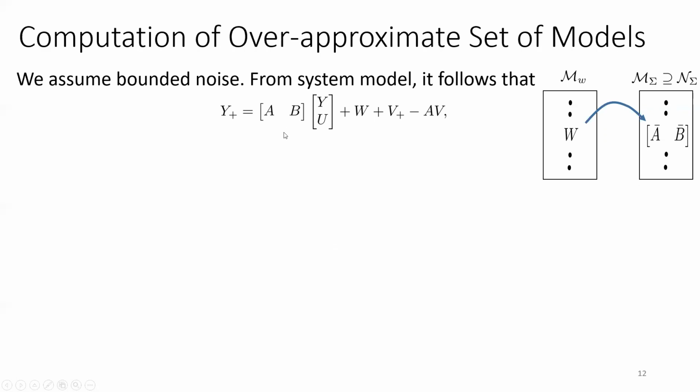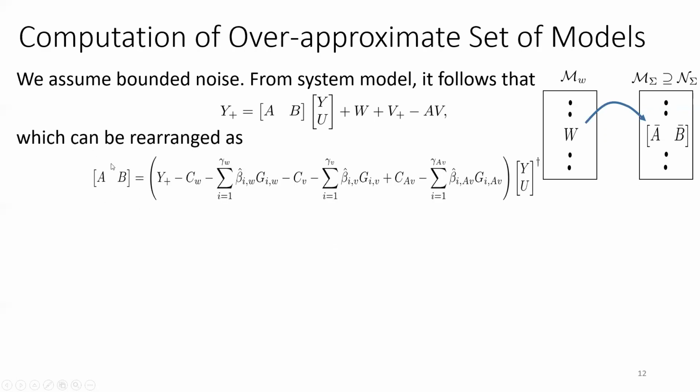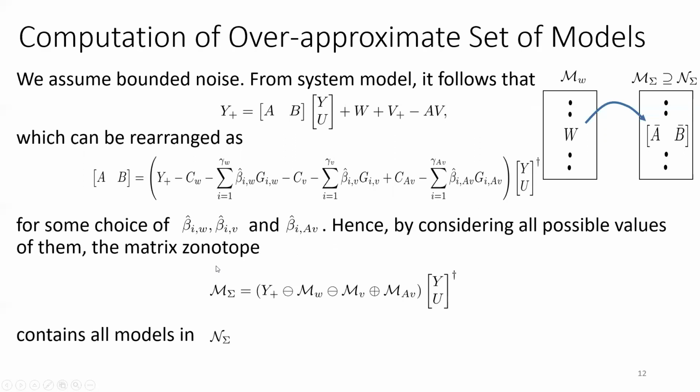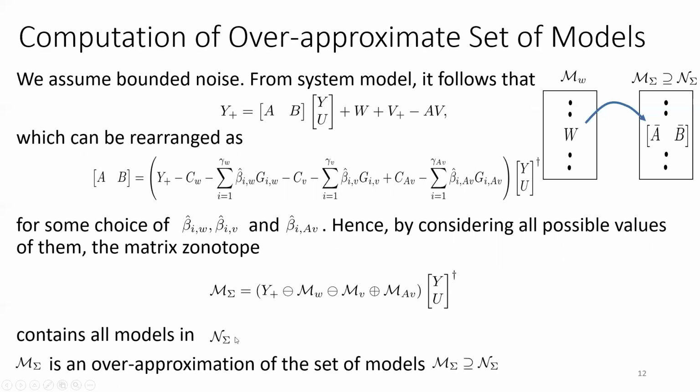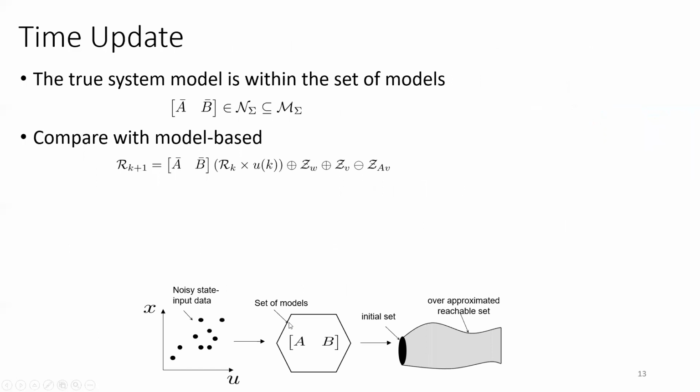We don't know the A and B, so we will have them on the left-hand side, and we don't know the true noise realization. So we will represent it as a single unknown point inside the matrix zonotopes MW, MV, and MAV, multiplied by the pseudo-inverse of the data. And then we move along all the possible values of the noise, and this will lead to M sigma, which contains all the models in N sigma, and considers an over-approximation for the set of models.